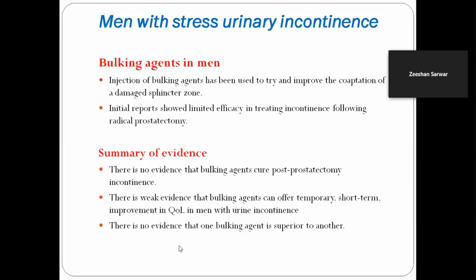Bulking agents in men include the injection of a bulking agent, which has been used to try and improve the coaptation of the damaged sphincter zone. Initial reports showed limited efficacy in treating incontinence following radical prostatectomy. There is no evidence that bulking agents cure post-prostatectomy incontinence. There is weak evidence that bulking agents can offer temporary short-term improvement in quality of life in men with urinary incontinence. There is no evidence that one bulking agent is superior to another.